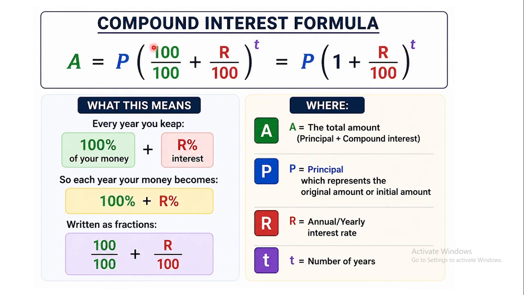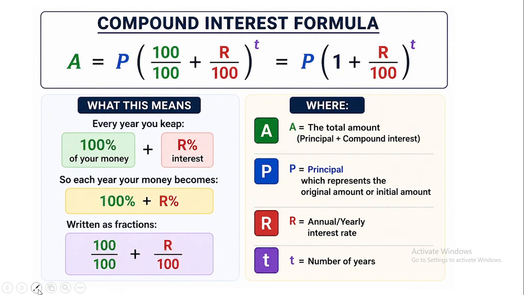When you look at what it means, every year you keep 100% of your money plus your interest. So each year your money becomes 100% of your money plus whatever percentage of the money the interest is. Written as a fraction, it would be 100 over 100 plus R over 100, right?